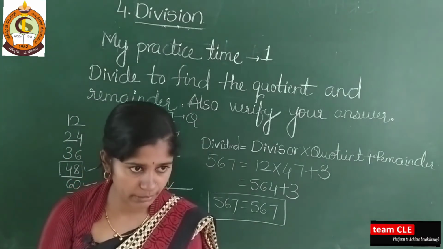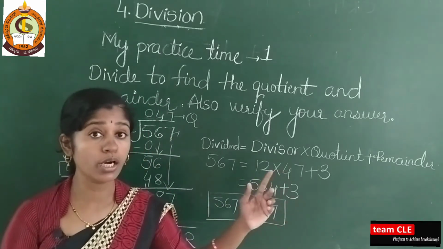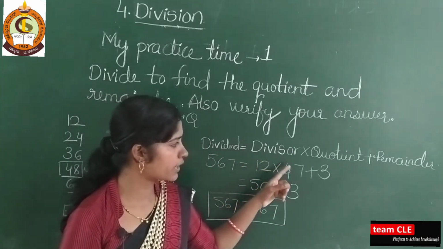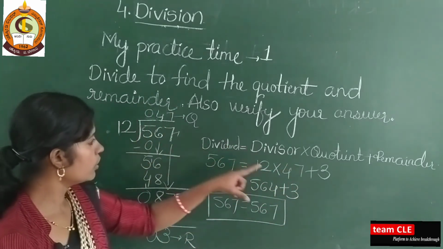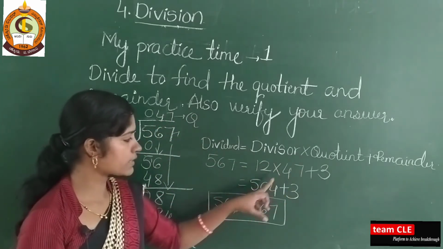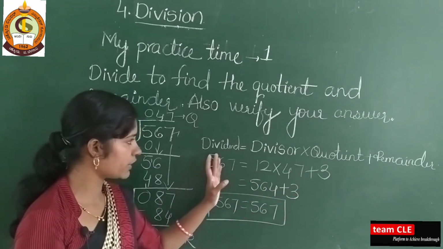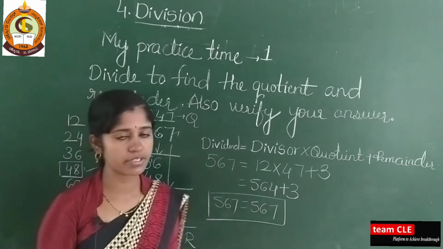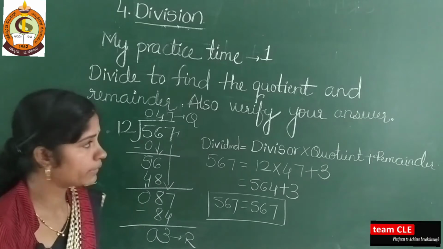Okay, I hope you are getting my point. Means in previous videos you just divided the numbers. Here you need to verify your answer, for that you have a formula. Dividend is equal to divisor into quotient plus remainder. In this example here, divisor is 12, quotient is 47, okay, plus remainder is 3. Multiply this, I got here 564 plus 3. By adding I got here dividend, 567 is equal to 567. Okay, clear? Then let us take one more example.